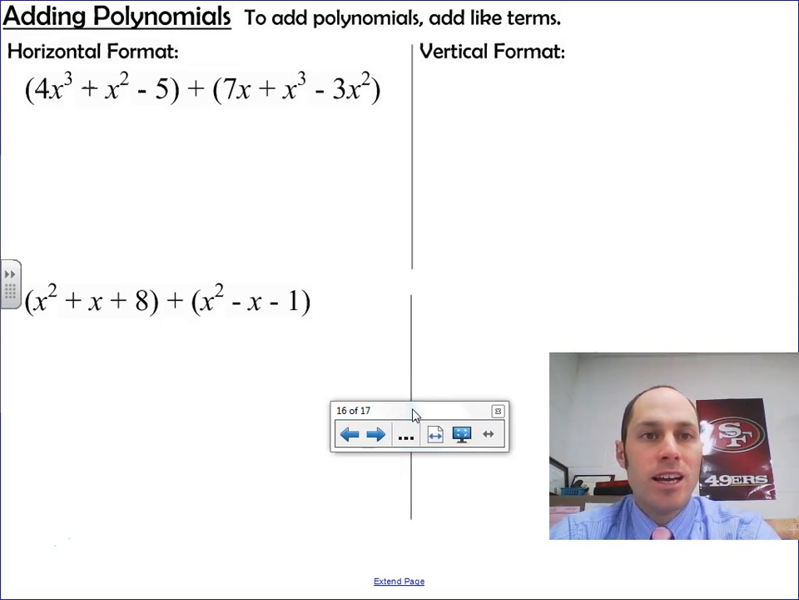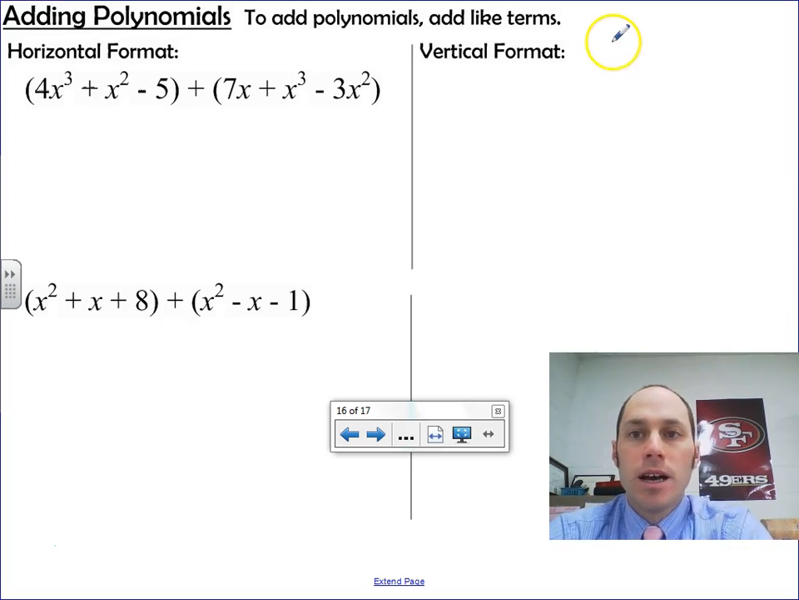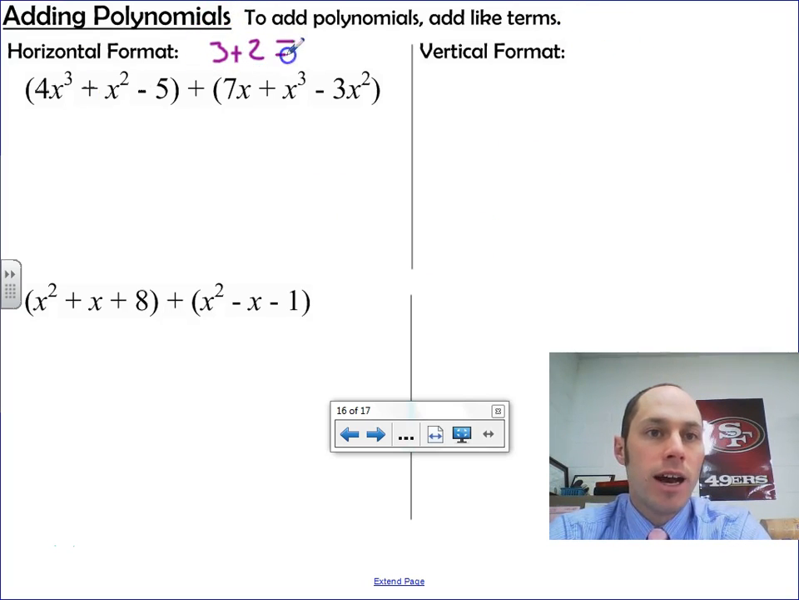Now I'll show you how to add polynomials. When we do that, we just add like terms. I'll show you 2 different ways to do that. You decide whether you want to use horizontal or vertical format. Similar to when you add 3 plus 2 horizontally and you get 5, you could also do that vertically. So I'll show you 2 different ways to do that.